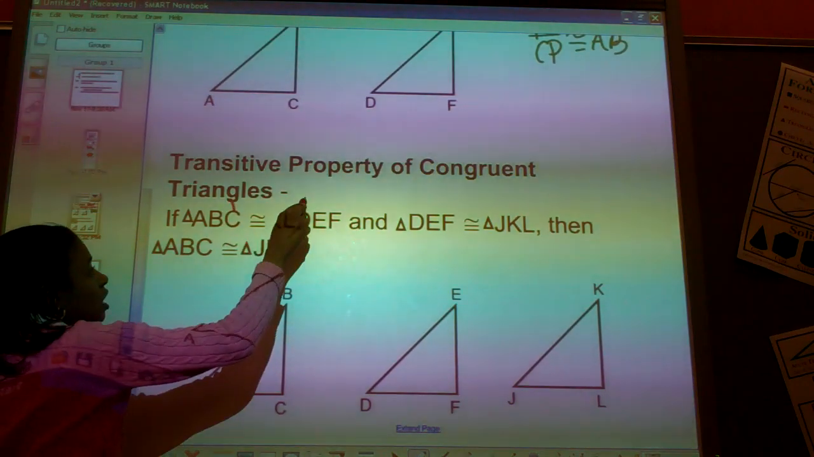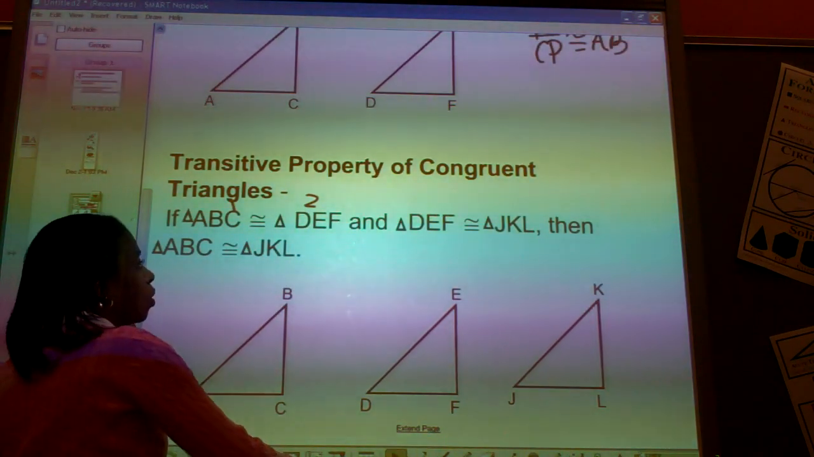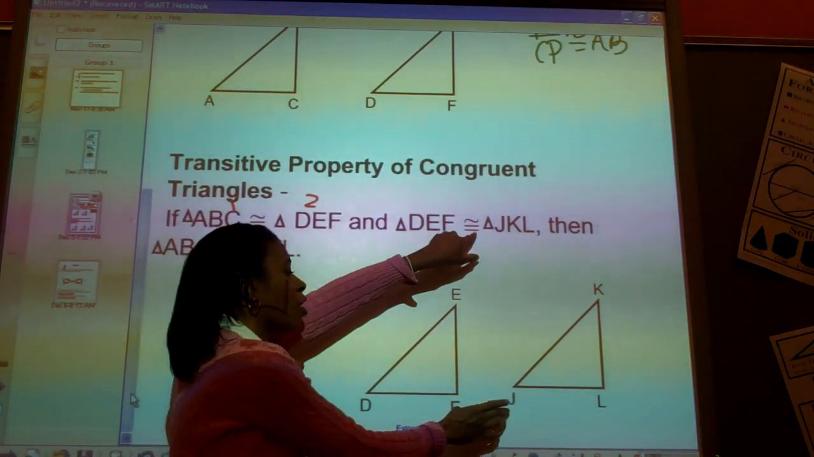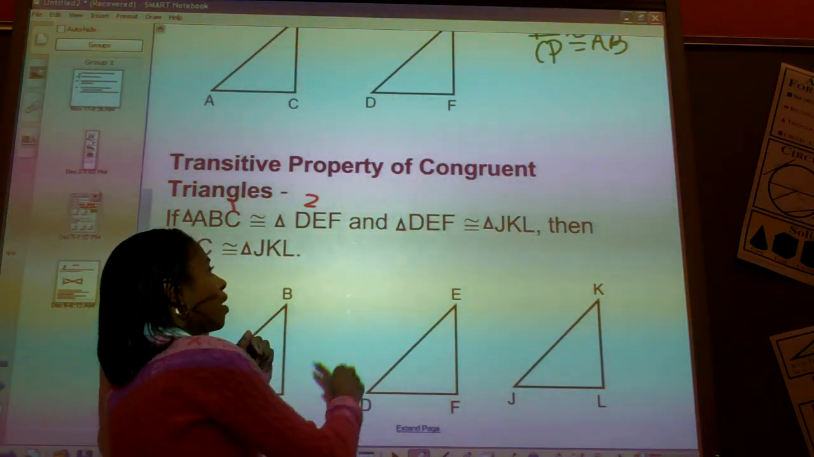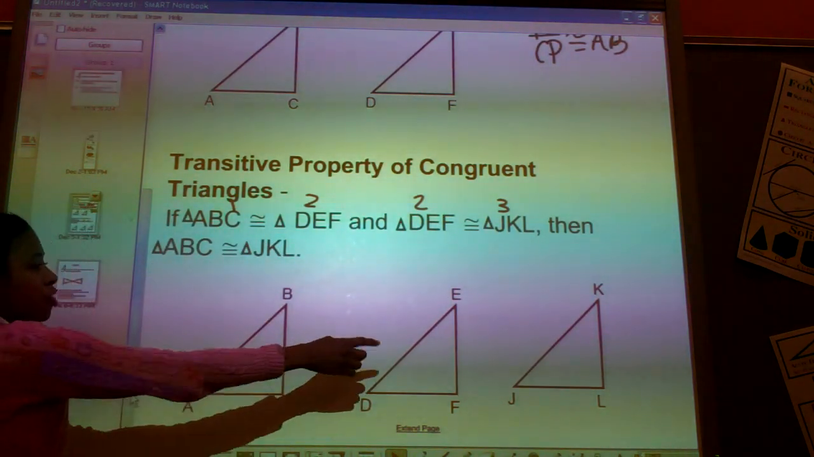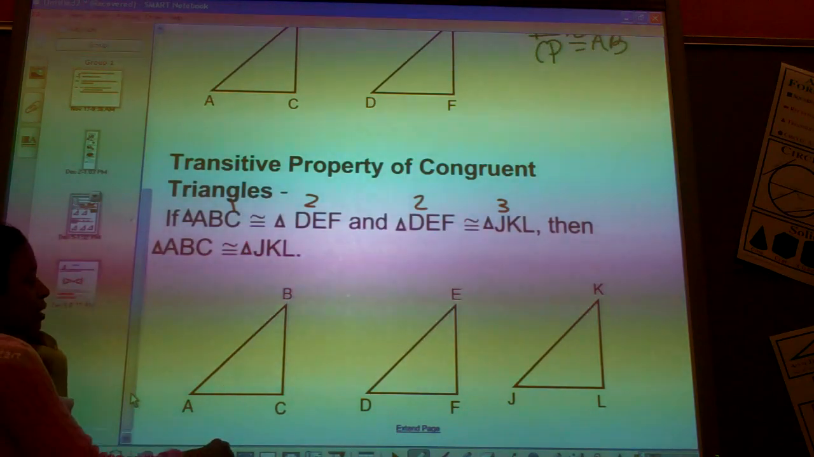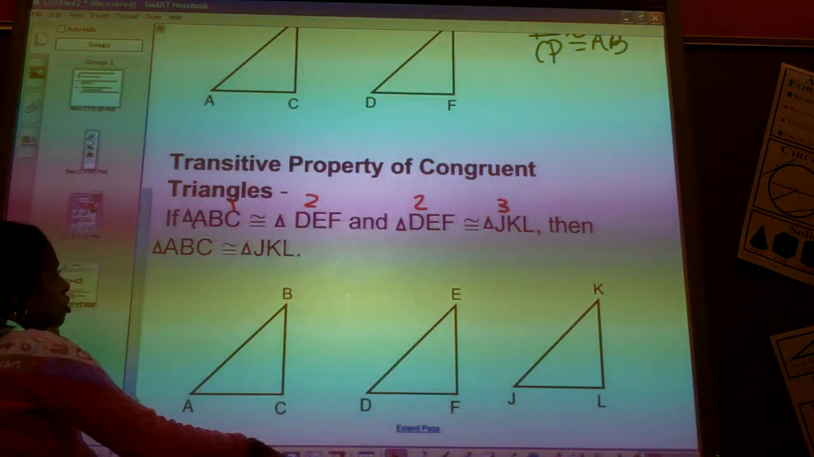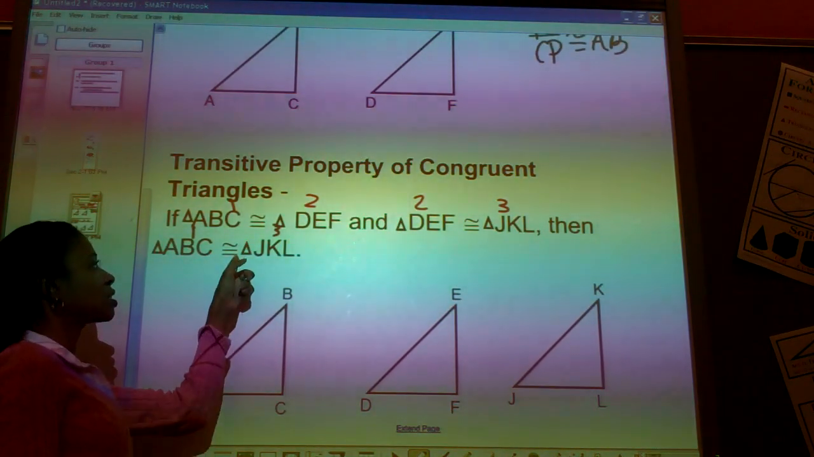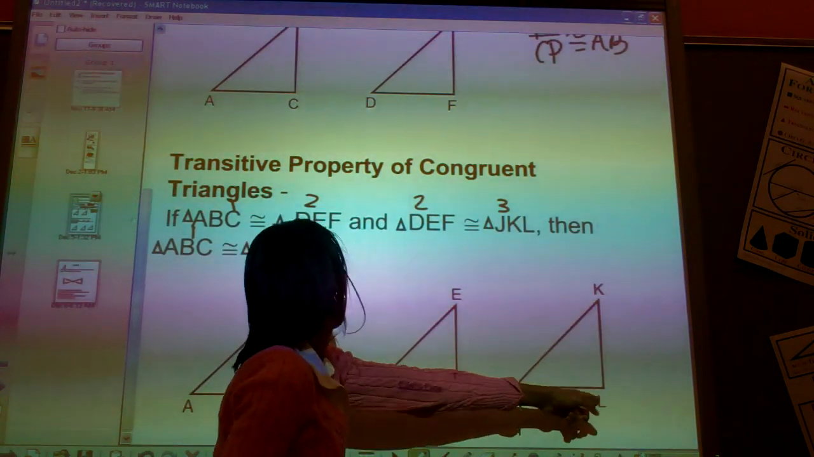For the transitive property, we have triangle ABC is congruent to triangle DEF, so here's our first and second triangle. Then triangle DEF, the second, is congruent to the third, JKL. So now the second and third are congruent. Then that means the first and third have to be congruent: triangle ABC is congruent to triangle JKL.